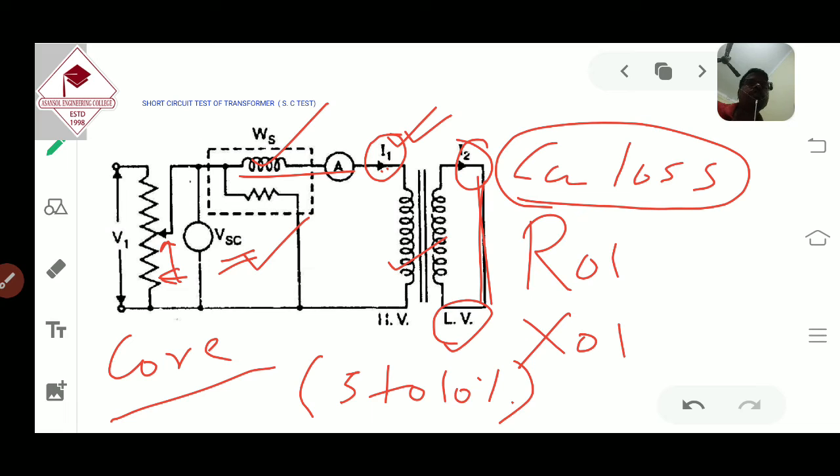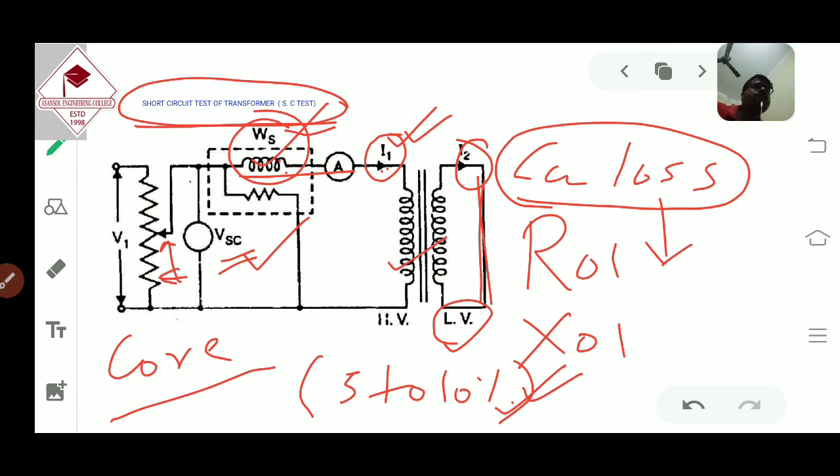Okay, so due to this very low voltage, the core loss is minimized, such that we can neglect this core loss with respect to this copper loss. So that is why we can assume that whatever reading is showing in this wattmeter, this is all for copper loss. Okay, so that is why we can say that in short circuit test we find copper loss. Okay, this is the reason.